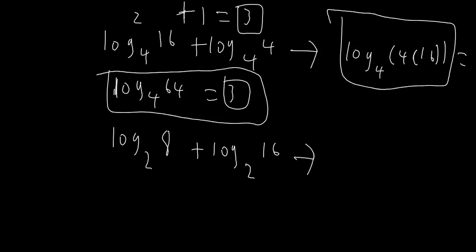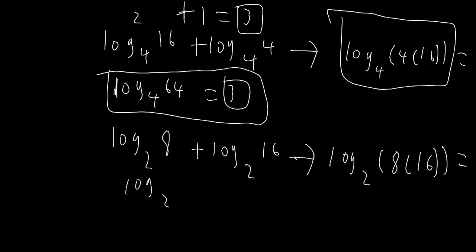Okay, now you're done. You can rewrite this as log base 2 of 8 times 16, and this is equal to log base 2 of 128, since 16 times 8 is 128, and that gives you 7. So the answer is 7. And then again, you can validate this by doing 3 plus 4, which is equal to 7. So yeah, it all works out. That was logarithms and their properties, and I'll see you in the next video.